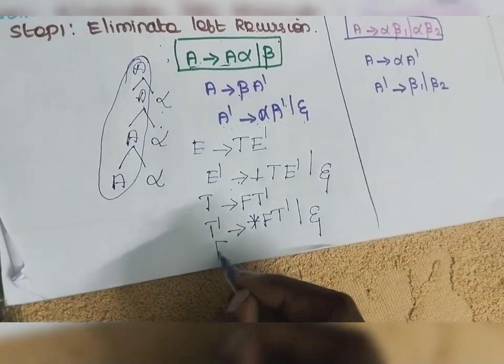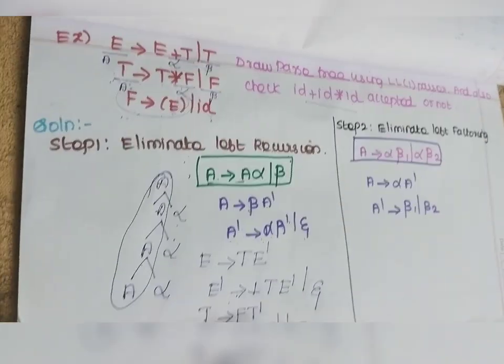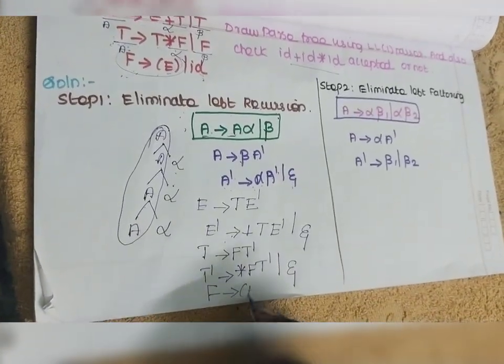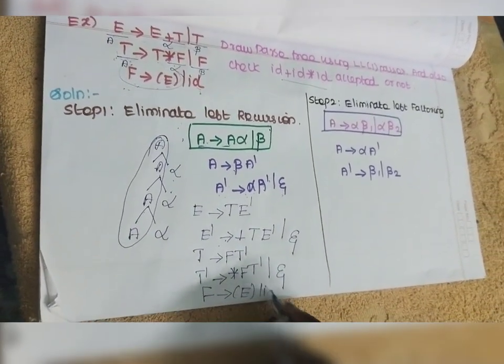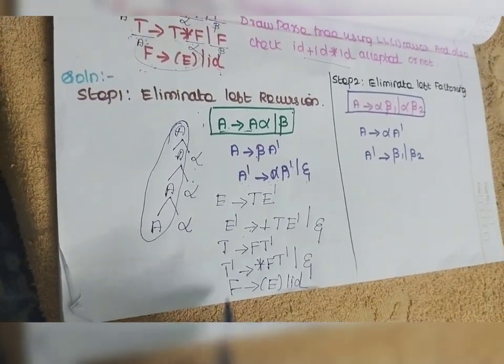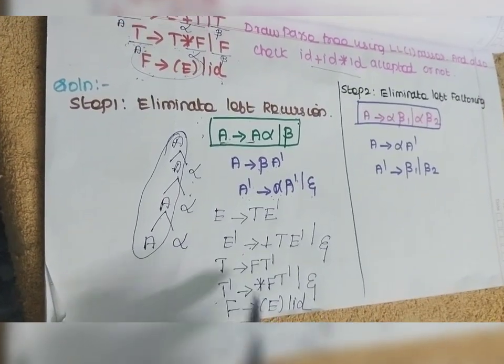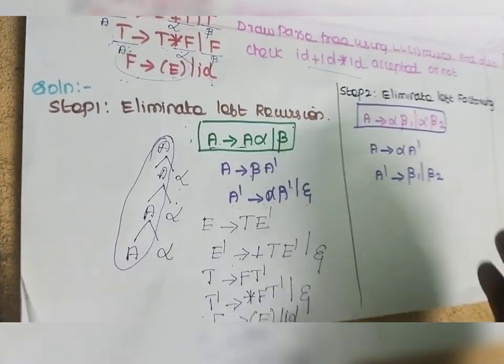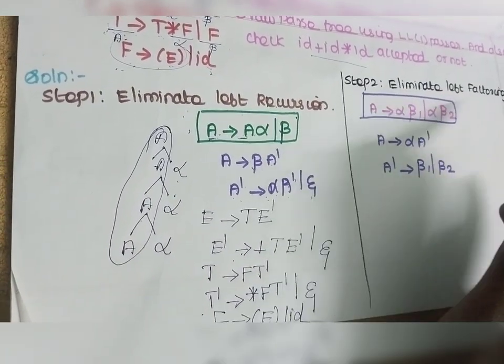Then you have to write the same, no need to change. F tends to open bracket E close bracket, or ID. So this is how we eliminated left recursion. I hope it is understood. Okay, then we will do the left factoring elimination process.